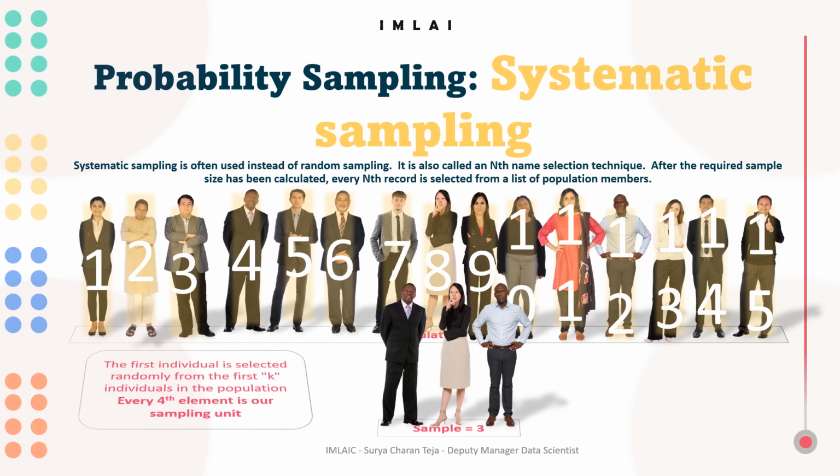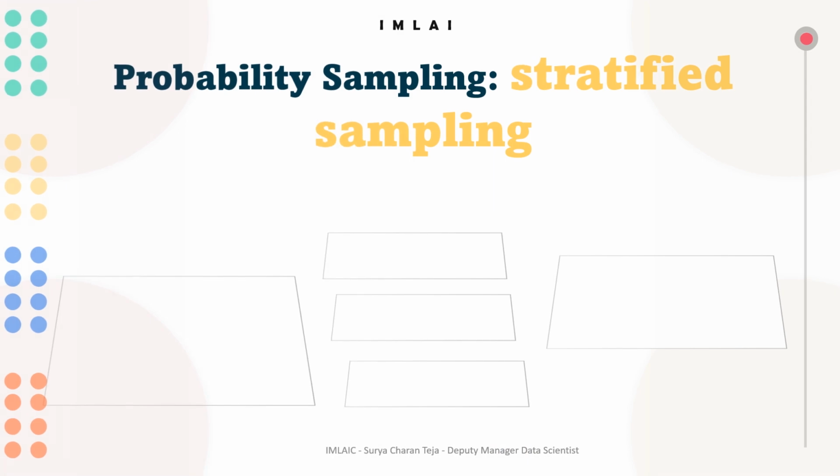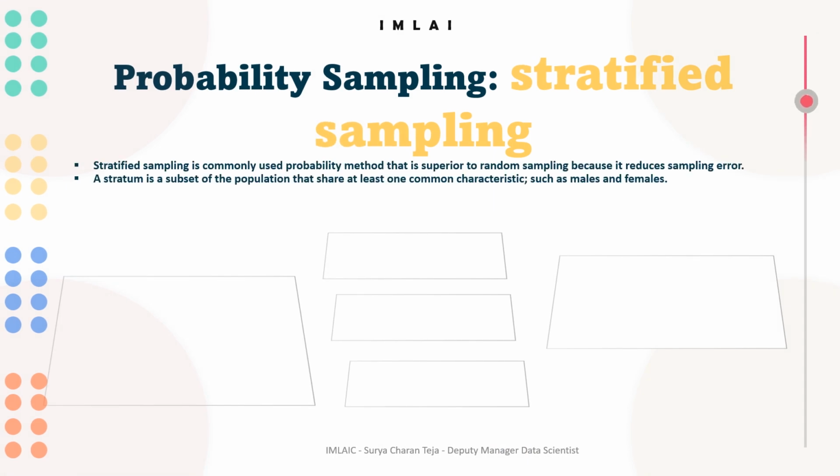So now it's time to look into the third type of probability sampling, that is stratified sampling. Stratified sampling is a commonly used probability method that is superior to random sampling because it reduces the sampling error. So here a stratum is a subset of the population that shares at least one common characteristic, such as males or females. Now, a stratum is homogeneous.